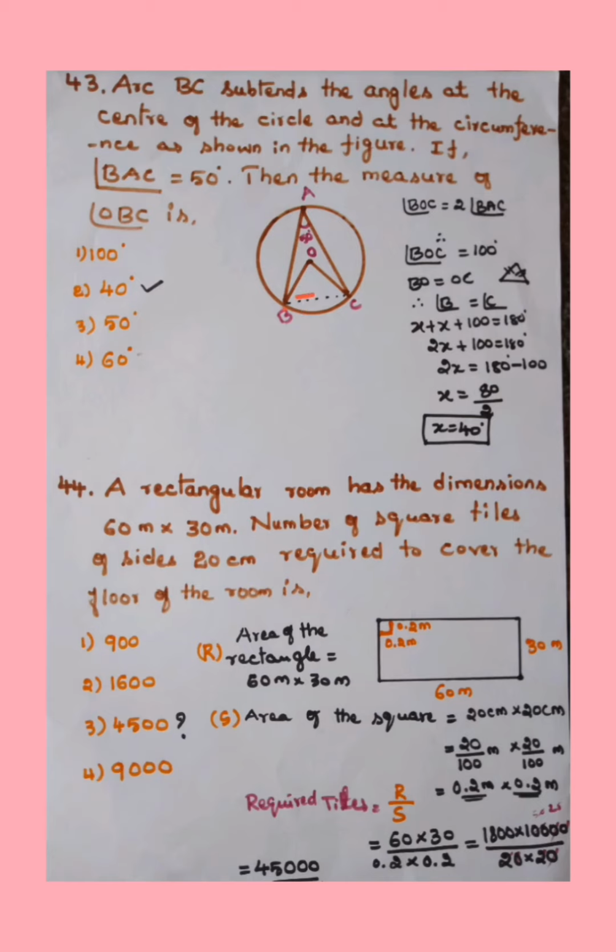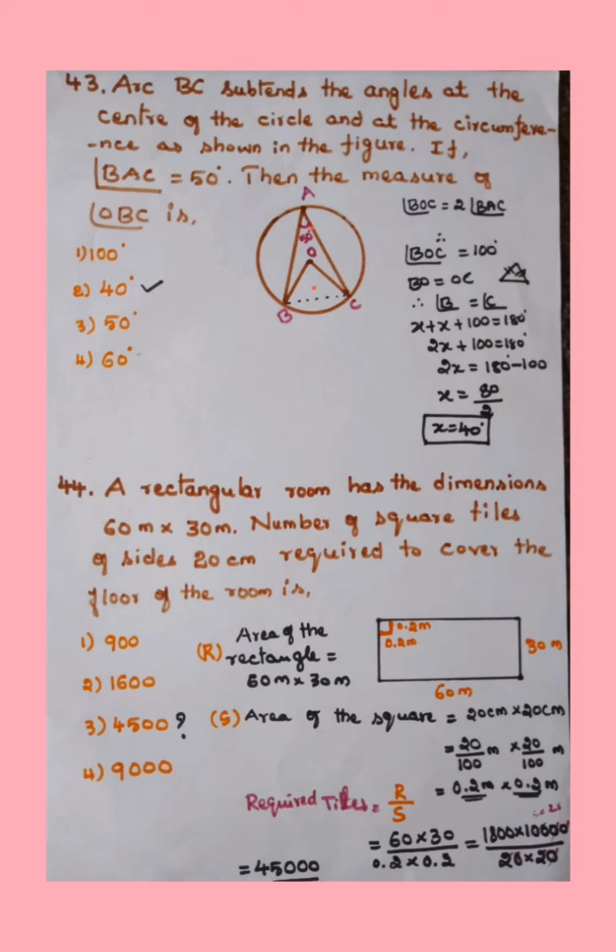Just imagine that there is a dotted line and OBC forms a triangle. You know the condition for the angle subtended by a circle on the circumference and at the center of this circle. Here on the circumference, if it is 50 degrees, at the center it will be double of that, twice the angle. BOC is equal to twice BAC. Therefore if this is 50, this will be 100, right?